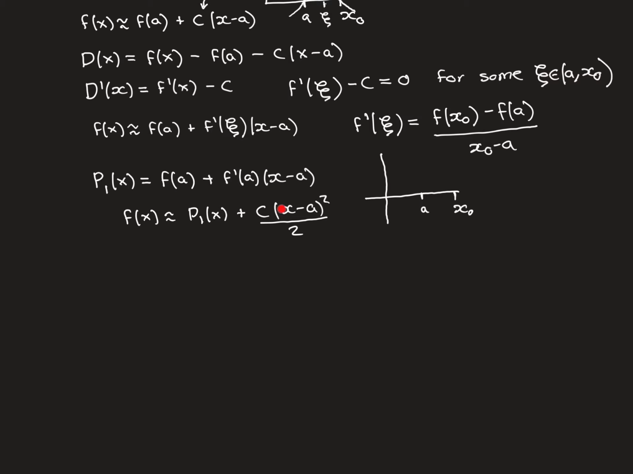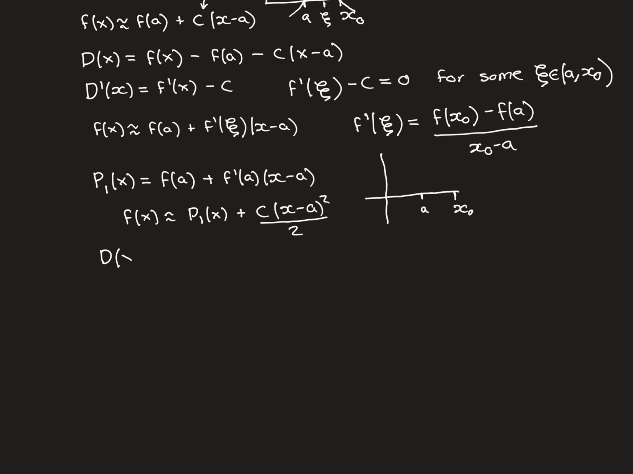So as we showed before, there will be some c that exists that makes this perfect at x0. It won't be perfect everywhere else, but there is a c that makes it perfect at x0, and the way that you can work that c out is just by plugging in x0 and rearranging for c. But what we're going to show about that c is that it's actually going to be equal to the second derivative of the function evaluated at some xi that is in between a and x0, and we're going to do that by Rolle's theorem.